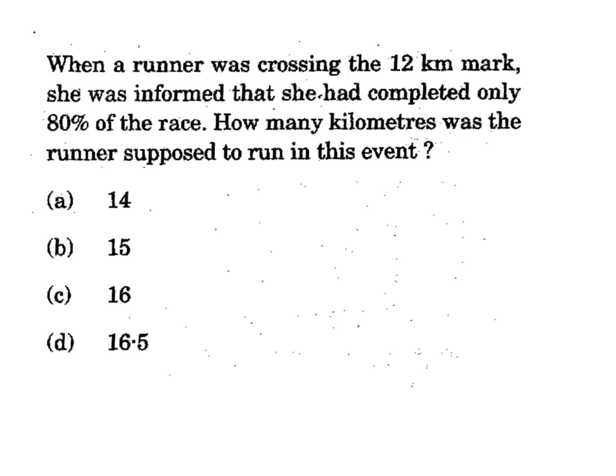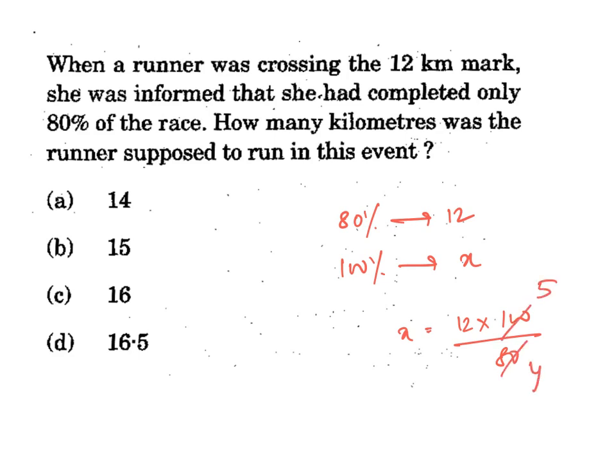When a runner was crossing the 12 kilometers mark, she was informed that she had completed only 80% of the race. How many kilometers was the runner supposed to run in this event? So obviously, if 80% of the distance is 12, what is 100%? Let it be x. x is equal to 12 into 100 by 80. Therefore, the total distance of the race is 15 kilometers.